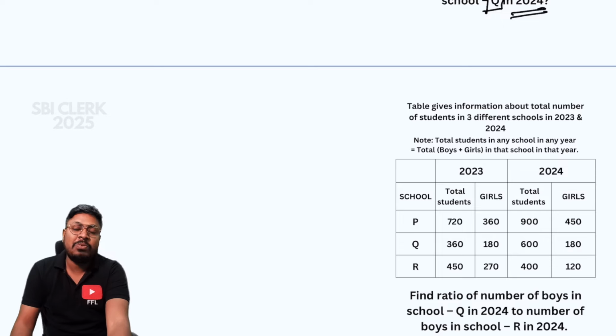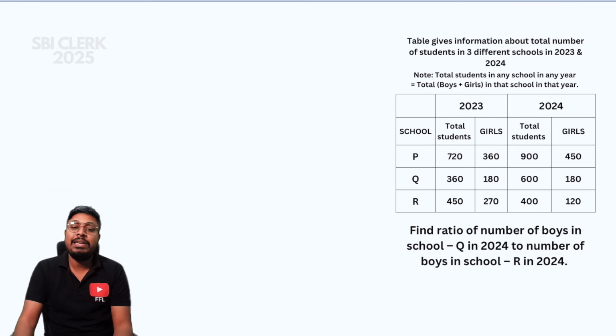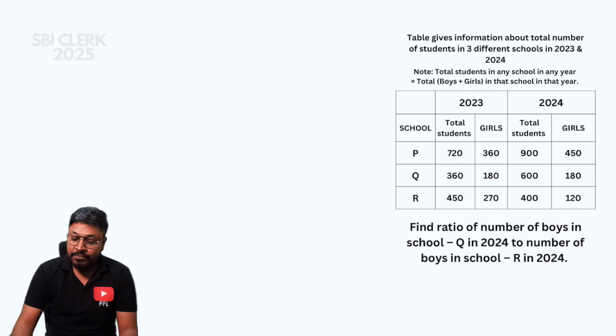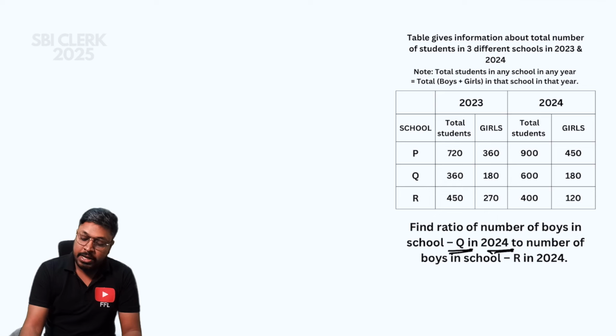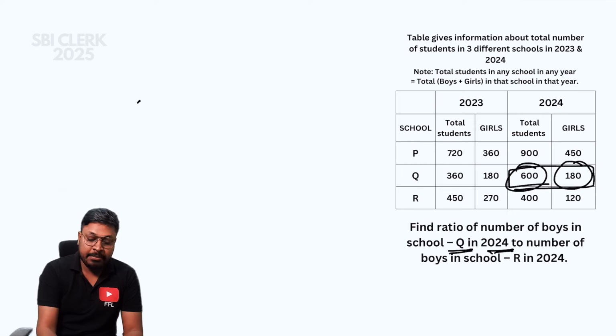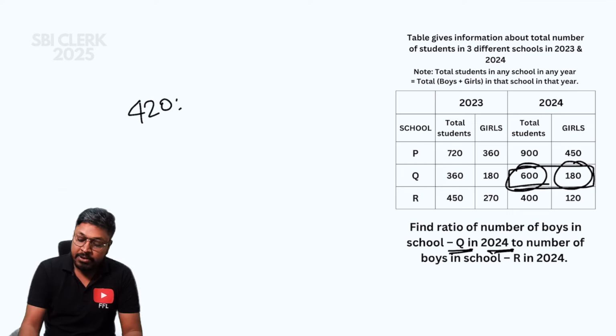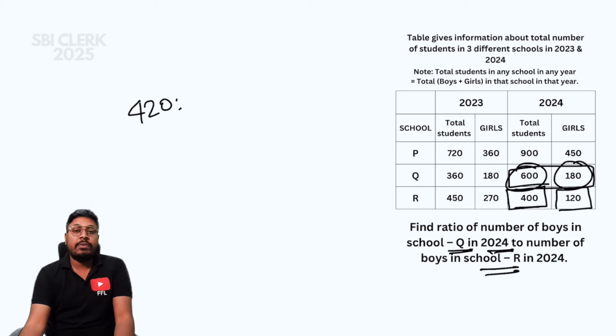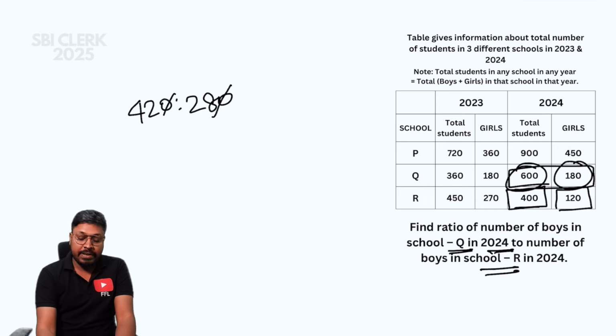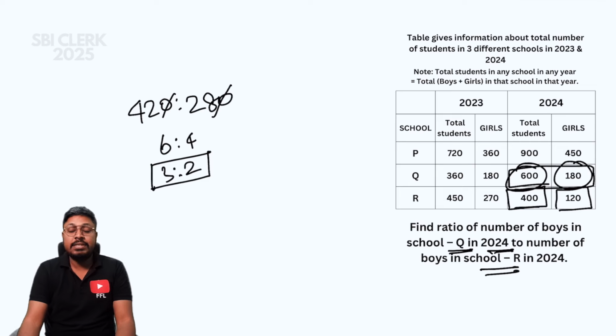So very easy, right? So mostly you can go with mind calculations. So that's the reason I'm saying always practice like this, which will be easy. So next question, find the ratio of number of boys in school Q in 2024 to school R. So we can see 600 is the total, 180 is the girls, then remaining 420 will be the boys. So the number of boys in R. So 400 is the total. So 120 is the total number of girls. So remaining 280 will be boys. So we can cancel 0, 0, 6 is to 4, 3 is to 2. So answer for this question is 3 is to 2.